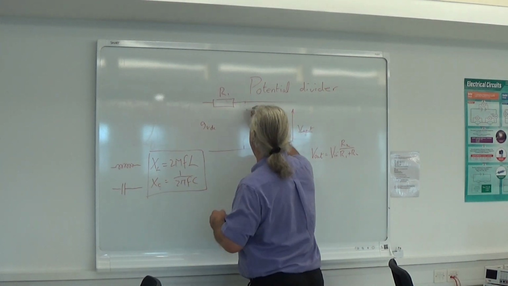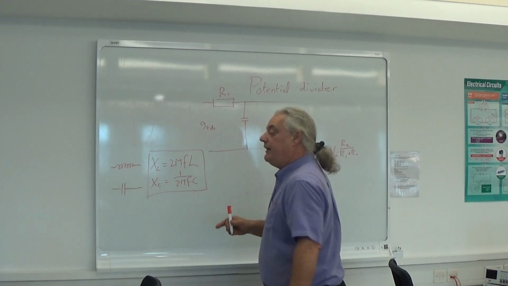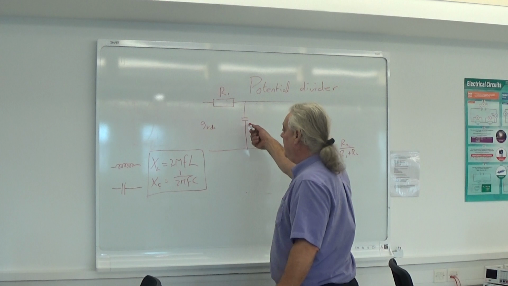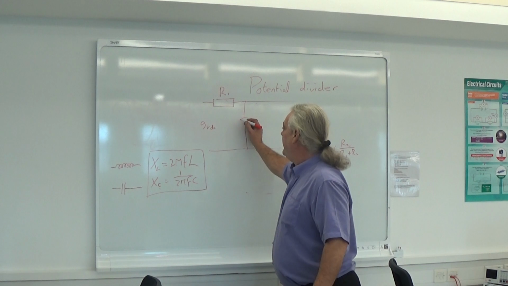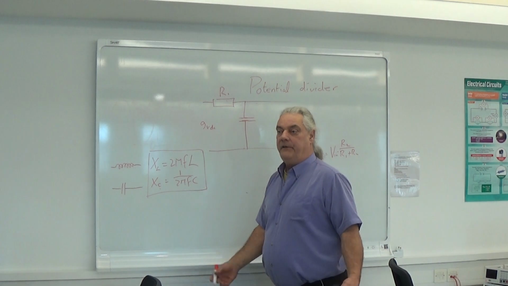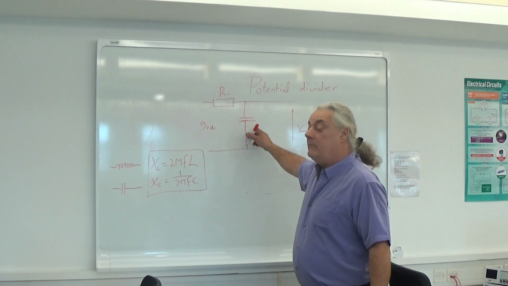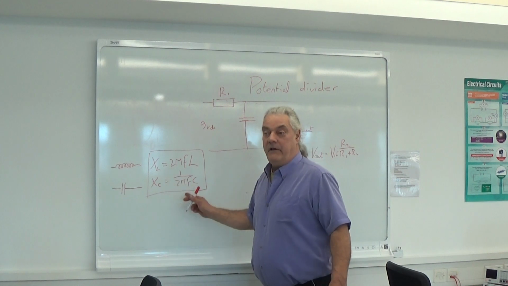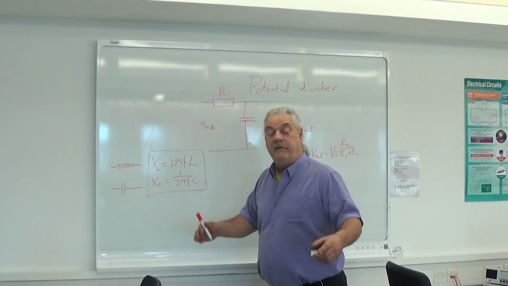So the circuit we have in Multisim is this. But it's still a potential divider, except this now behaves differently at different frequencies. So if you say to me, what's the impedance of that capacitor? I don't know, because you haven't told me the frequency. But if you tell me the frequency and the size of the capacitor, I can tell you what the impedance is through this equation. And impedance is just AC resistance, right?